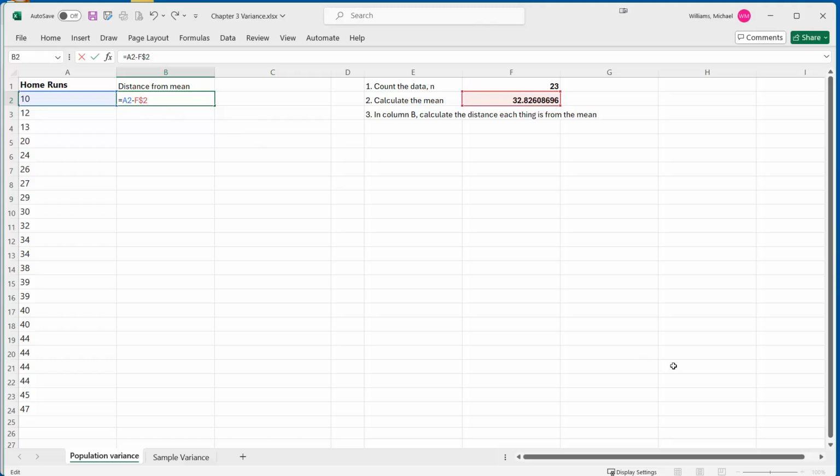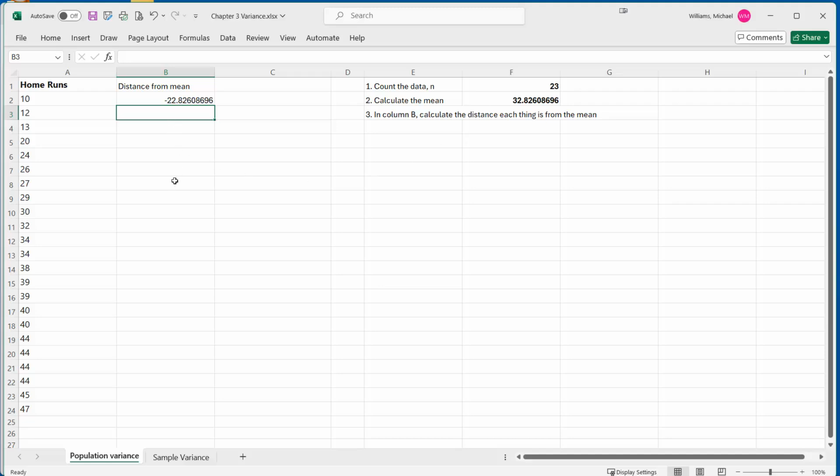Why do you put a dollar sign in front of the 2? I don't know who decided that, but they did. This is telling Excel the mean is not going to move. This is going to help us. I'm going to show you a much faster way to do the rest of these. So put that in and hit enter. We have negative 22.8. This was his worst home run season. He's 22.8 home runs below his mean.